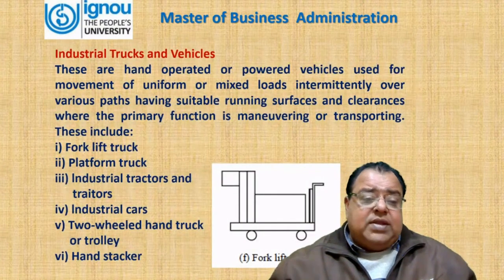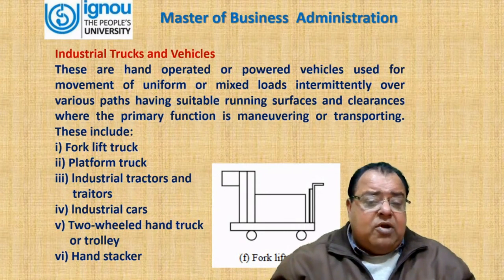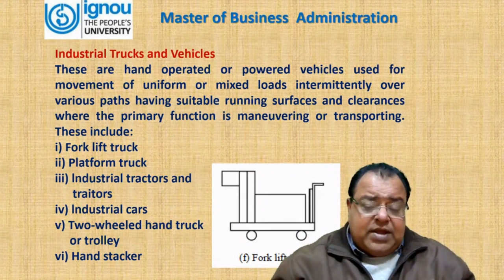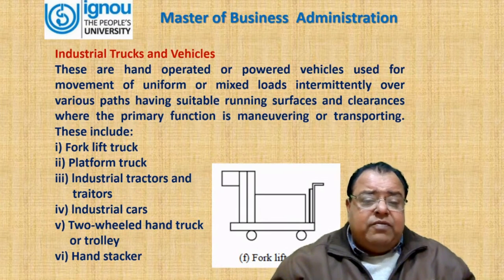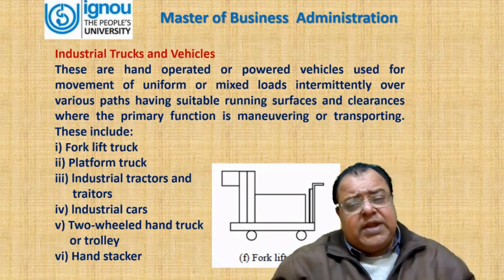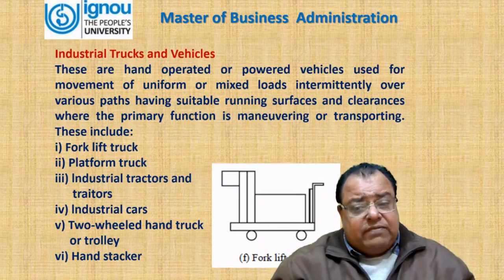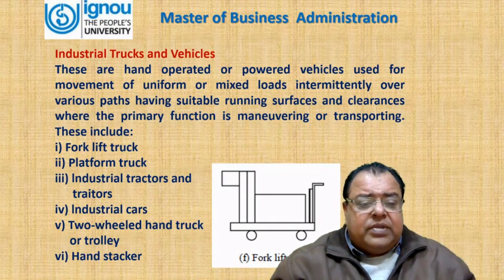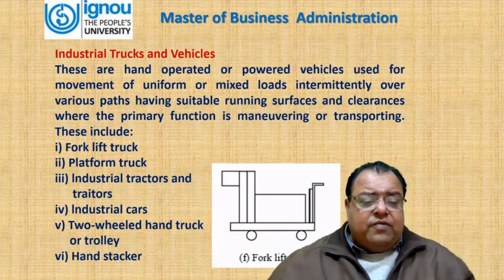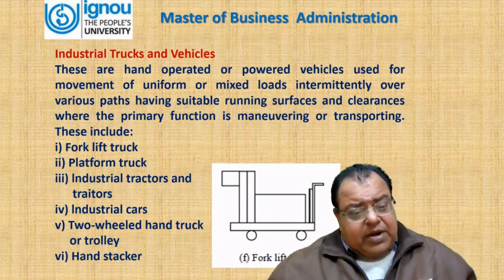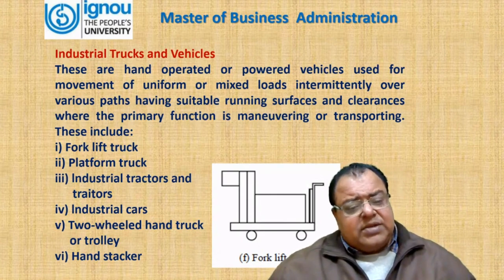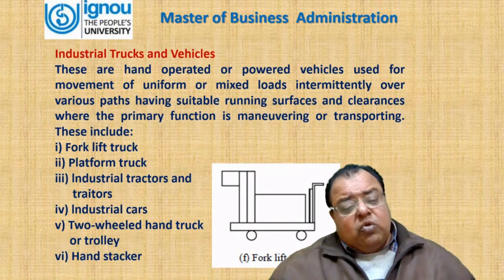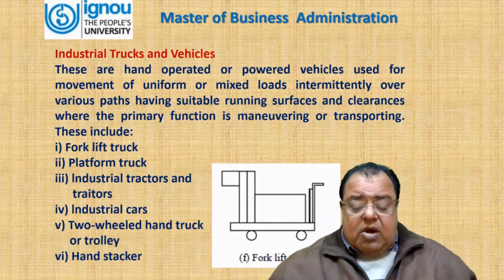industrial trucks and vehicles. These are hand operated or powered mobile vehicles used for movement of uniform or mixed loads intermittently over the various paths, having suitable running surfaces and clearances where the primary function is maneuvering or transporting. These include forklift truck, platform truck, industrial tractors and trailers, industrial cars, two-wheeled hand truck or trolley or hand stacker.